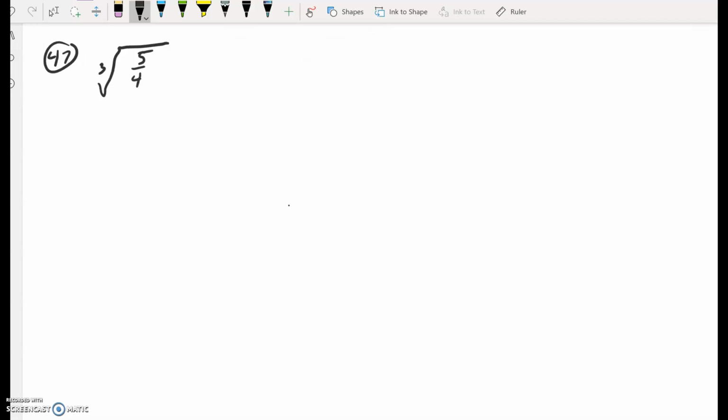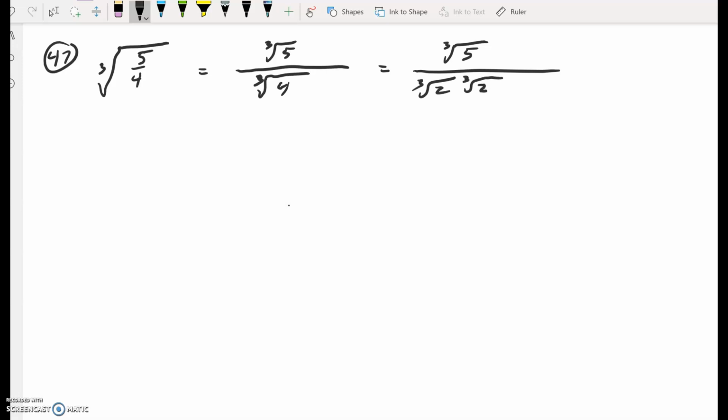We're asked to simplify this and rationalize the denominator, and as always, I'm going to break apart the pieces. So I'm going to take the cube root of the numerator. I'm going to take the cube root of the denominator. Then I'm going to do the prime factorization. 5 is prime, but I can break apart the cube root of 4 into the cube root of 2 times the cube root of 2.